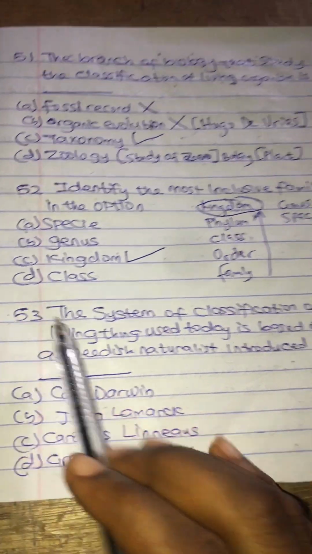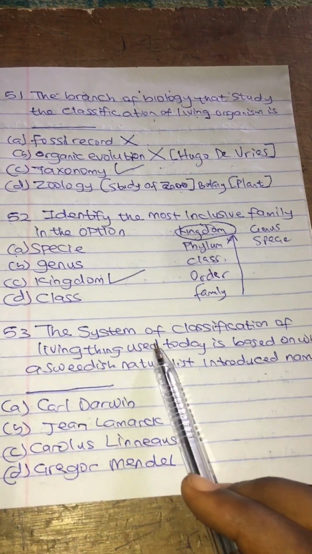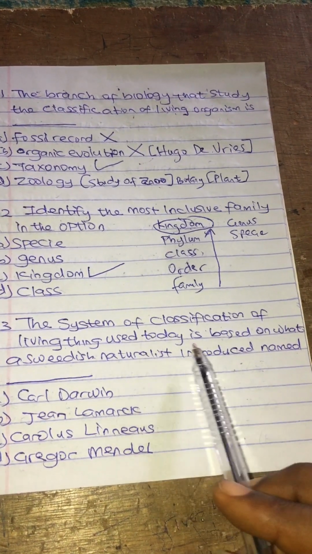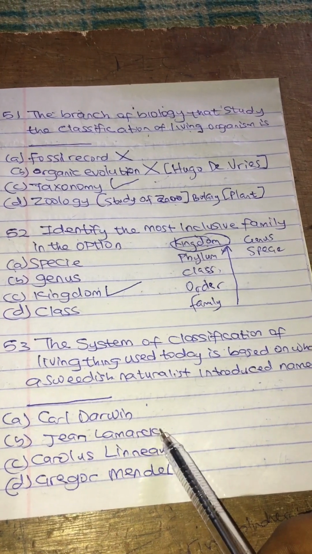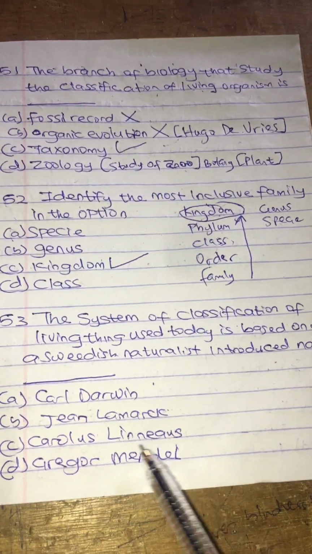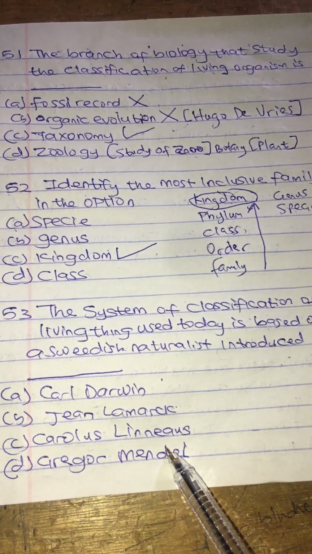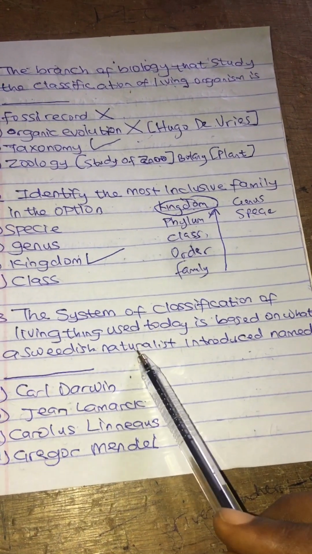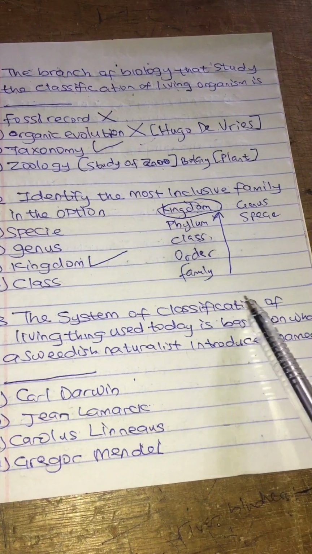So question 53. The system of classification of living things used today is based on what a Swedish naturalist introduced, named dash: A. Carl Darwin, B. Jean Lamarck, C. Carolus Linnaeus, D. Gregor Mendel. We all know that Gregor Mendel is the father of what? The father of genetics. While Carolus Linnaeus is the Swedish naturalist that talks about the system of classification of living things used today.